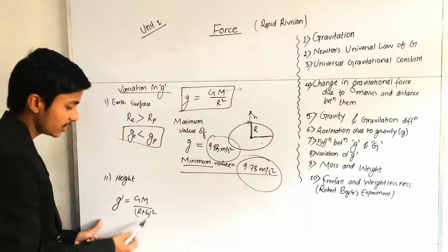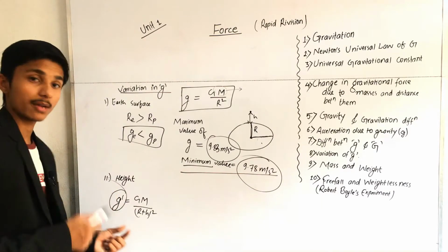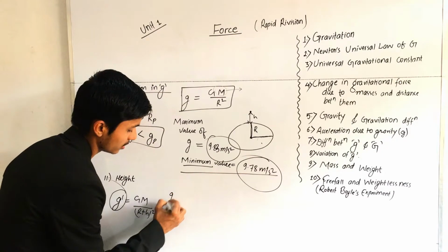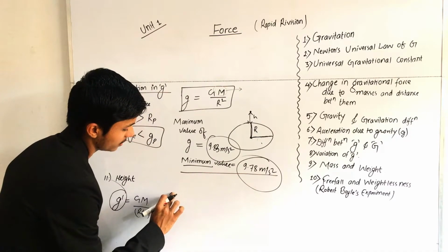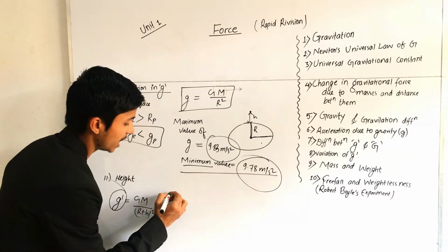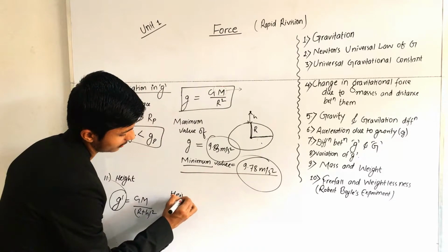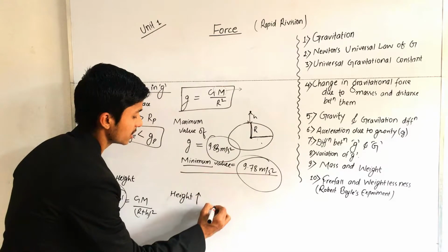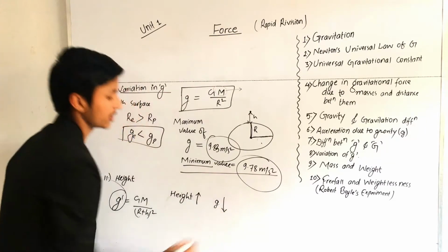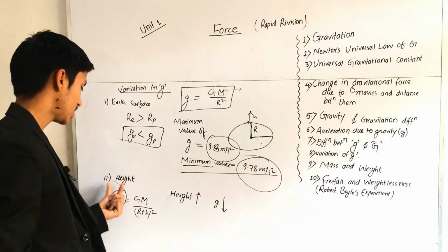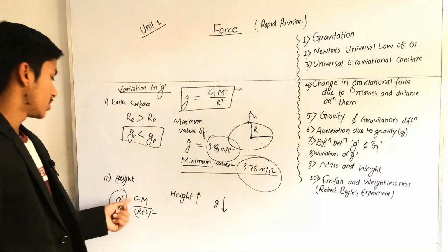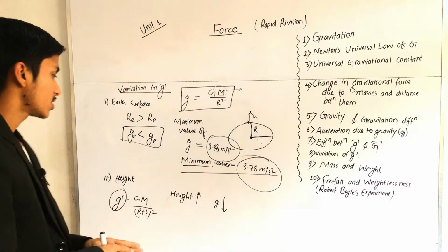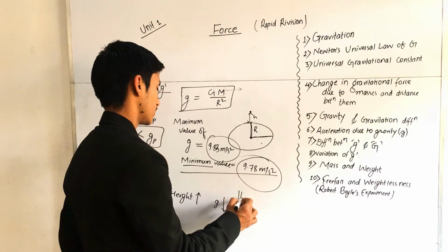When height increases, the value of acceleration due to gravity decreases. So in this case we can write, g when height increases, the value of g gets decreased. In this case with height, acceleration due to gravity decreases with increase in height. And in third case we discuss with depth.